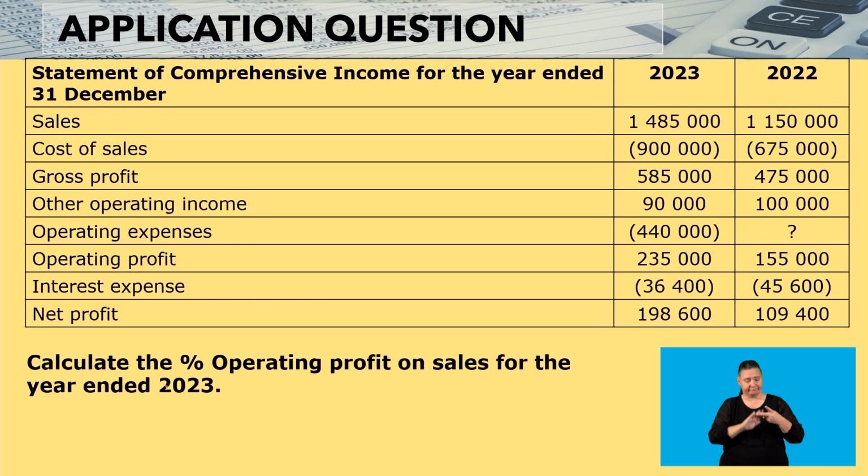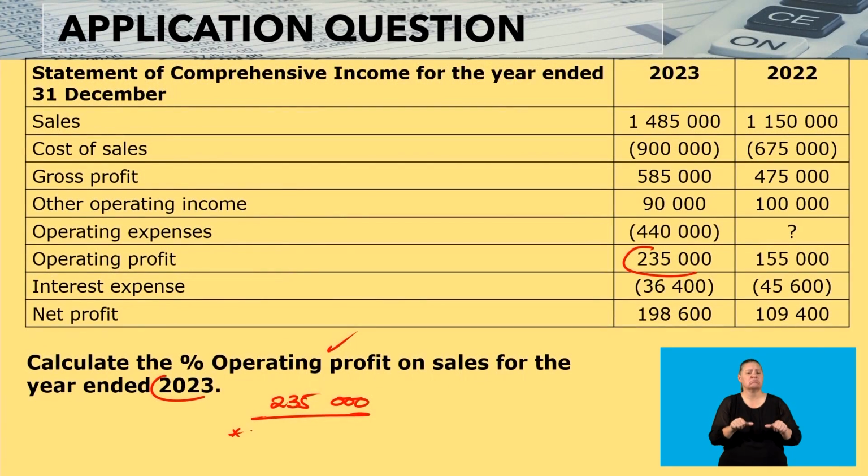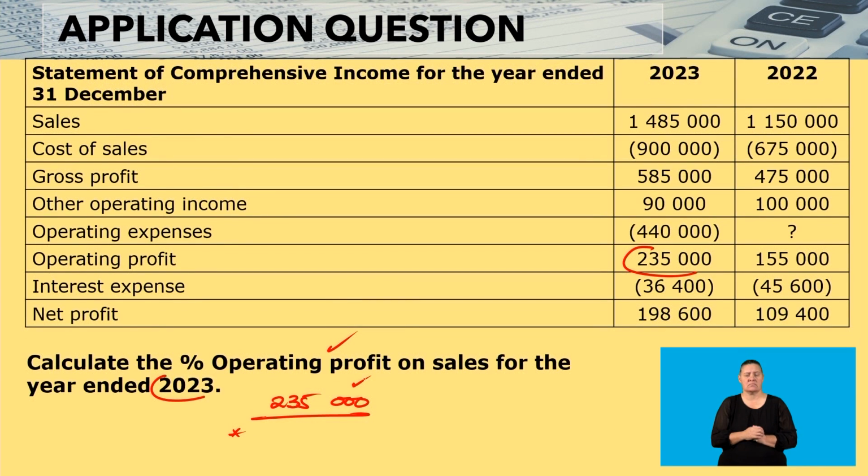I now move on to the year 2023. In the year 2023, I need to calculate again the percentage operating profit on sales. So let's see, do I have operating profit? There it is, 235,000. Then I divide it. Can I ask you guys, what do I divide it with? Remember, I have my operating profit already. Yes, indeed, we divide with our sales.